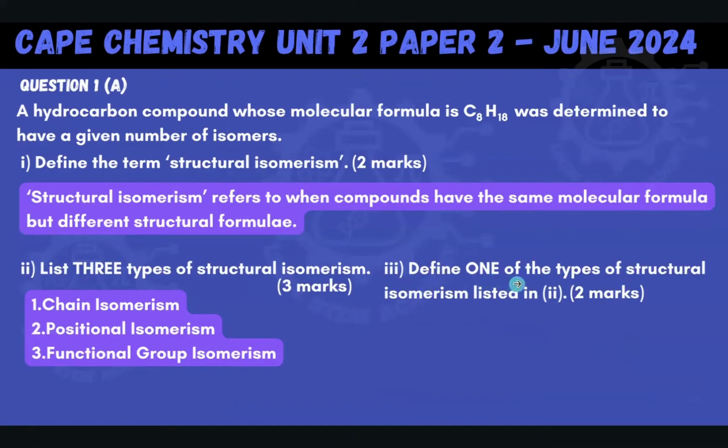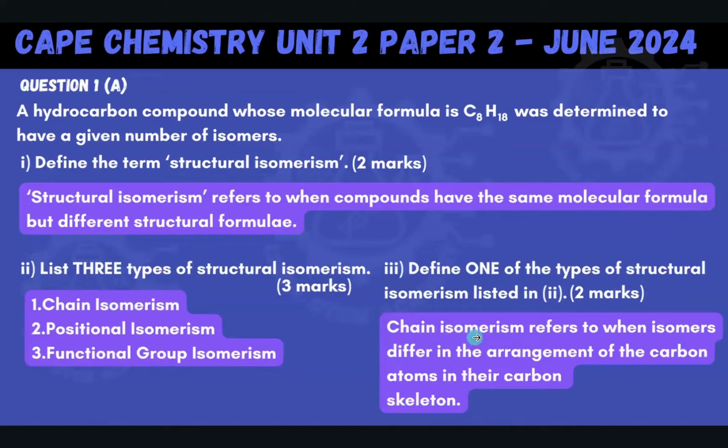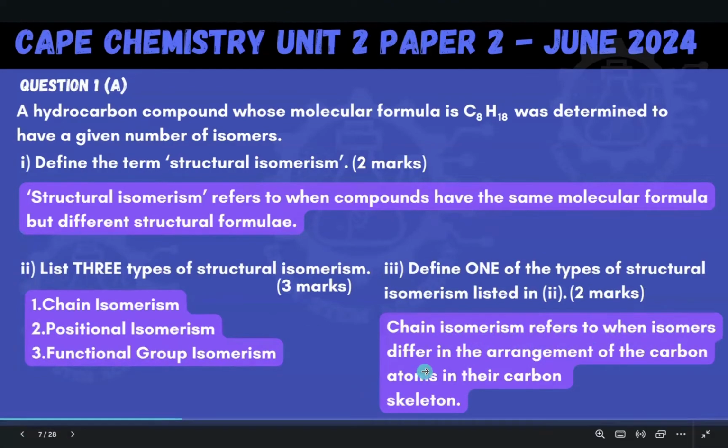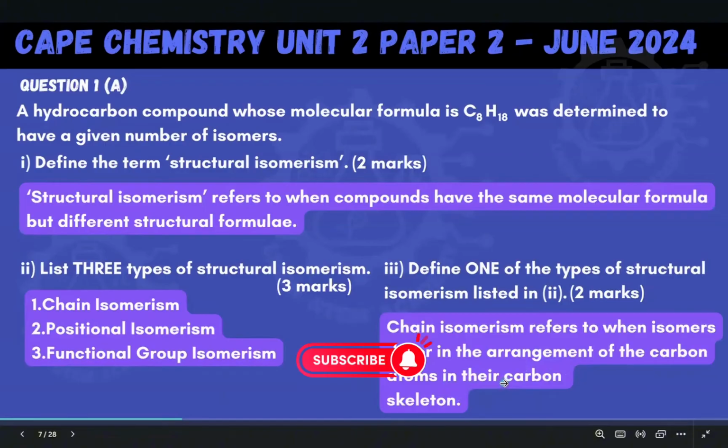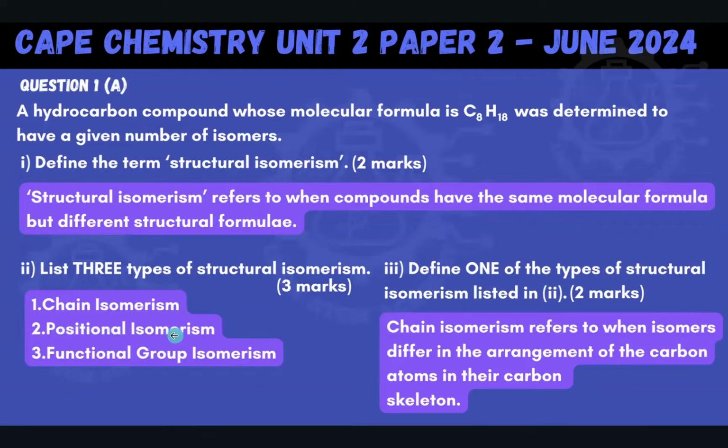Next, we're being asked to define one of the types of structural isomerism that we just listed in part 2. The one type that I defined here was chain isomerism, the first one. That refers to when isomers differ in the arrangement of the carbon atoms in their carbon skeleton. So in this type of isomerism, you might have a carbon backbone, and then a substituent hanging off, like a methyl or dimethyl, but the backbone or the skeleton is different among those isomers. And then positional isomers would mean that the position of the functional group, say it's an alcohol, the OH, would be on different carbons in each instance. So that would be positional.